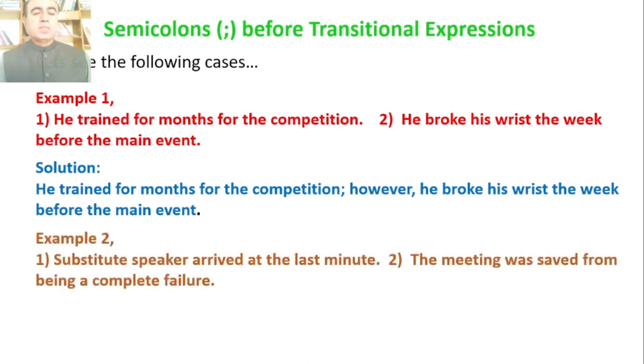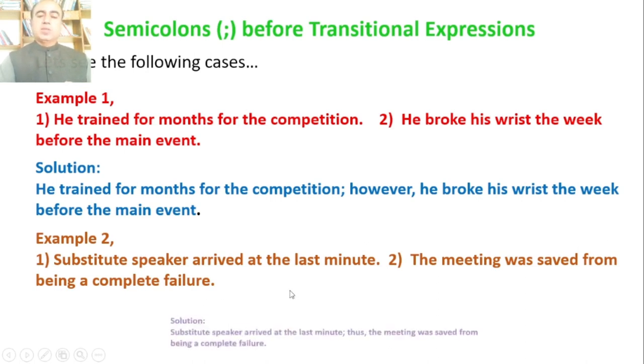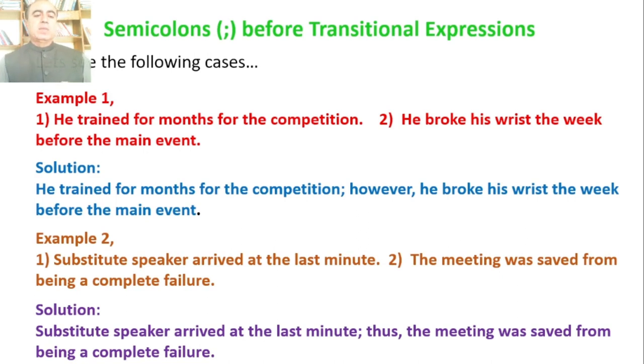Example 2. A substitute speaker arrived at the last minute, full stop. The meeting was saved from being a complete failure. So here again, transition. What was the cause? The substitute speaker arrived at the last minute. So what happened? There is a consequence of that. Something good? Yes. What is it? Semicolon. Thus, the meeting was saved from being a complete failure.